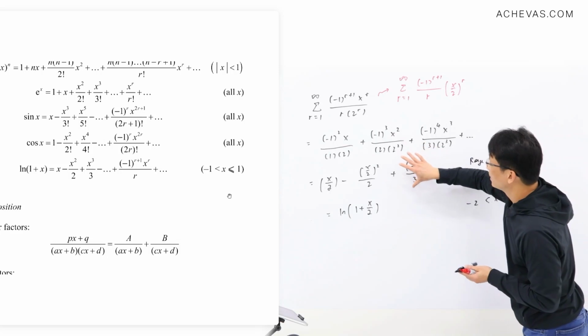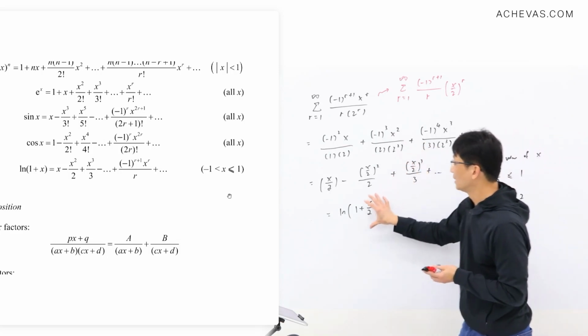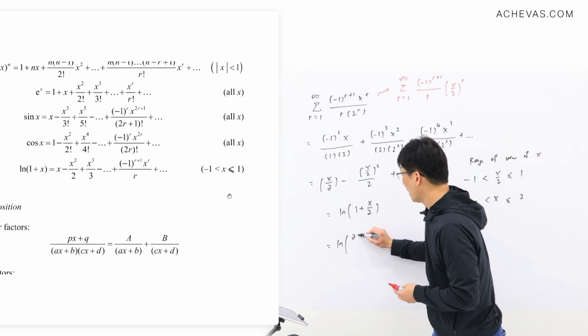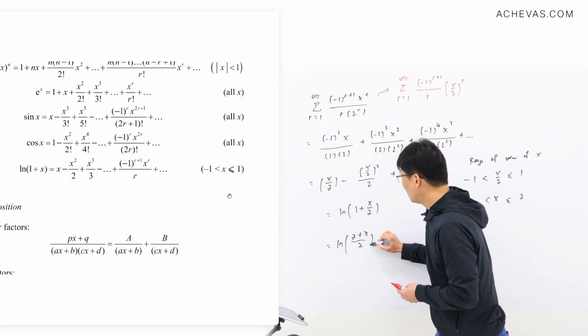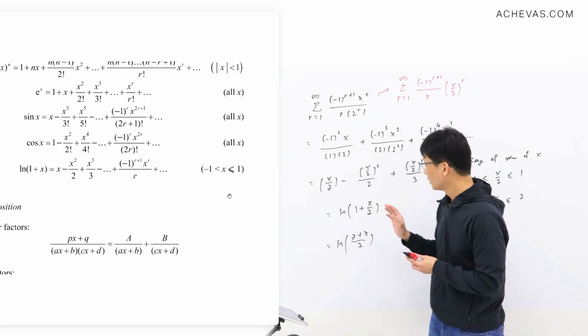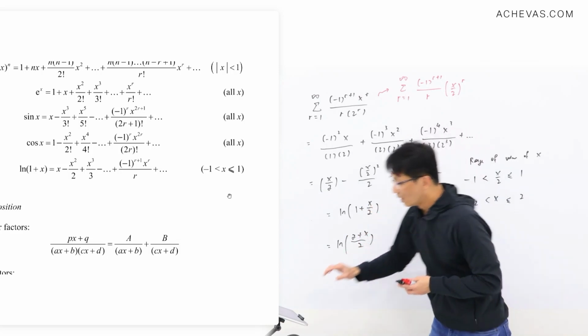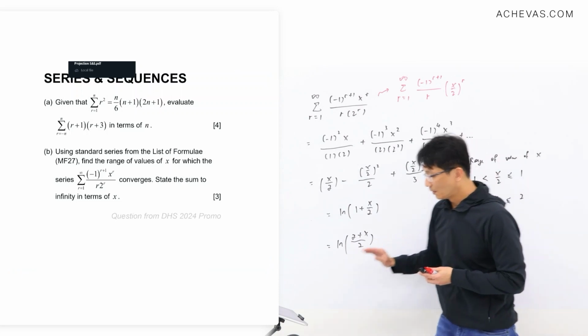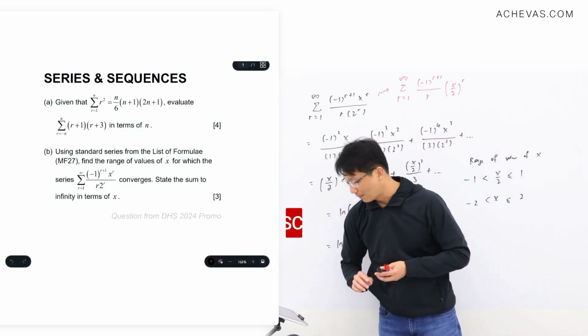And I know that this whole series can be rewritten as this. If you want, you can do a bit more simplification. I'll end up with this. In fact, this will be my final answer for part B, which is the sum to infinity of this particular series. So that will be my answer for part B.